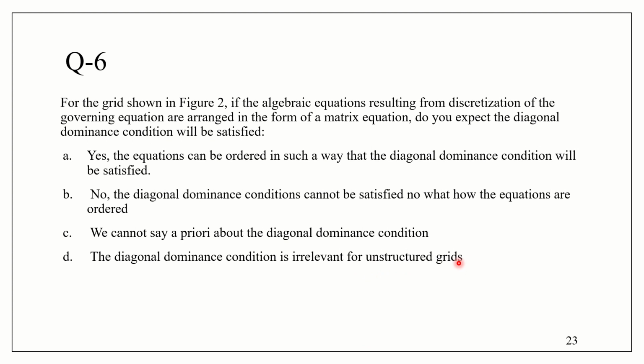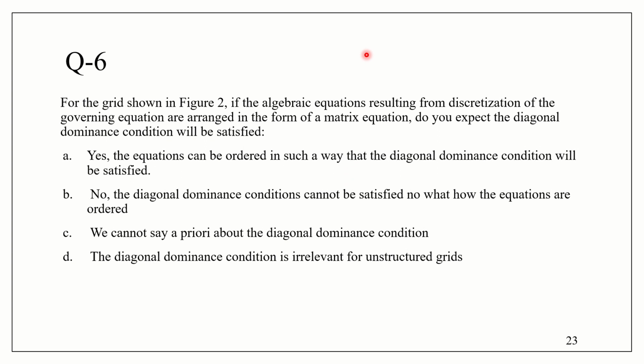So the answer is actually option A, because the equations can be ordered in such a way that the diagonal dominance conditions will be satisfied. What is diagonal dominance? Diagonal dominance is nothing but the absolute value of the diagonal elements being greater than or equal to the sum of the other elements present in the particular row. The diagonal dominance should be satisfied when the absolute value of the diagonal elements is greater than the sum of the absolute values of the other elements in that particular row.